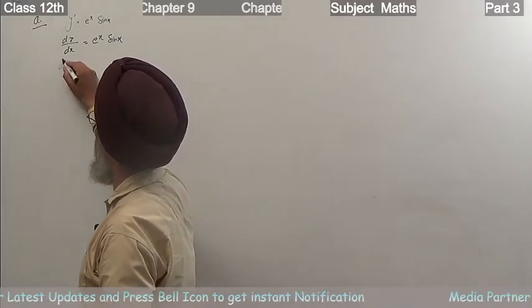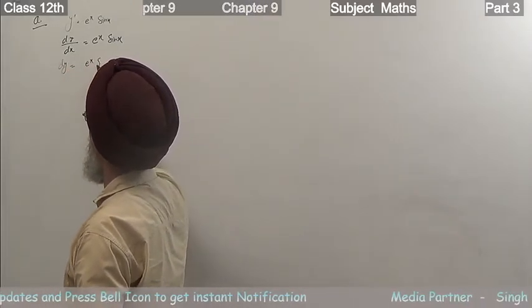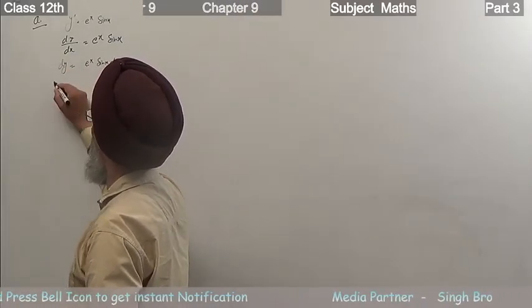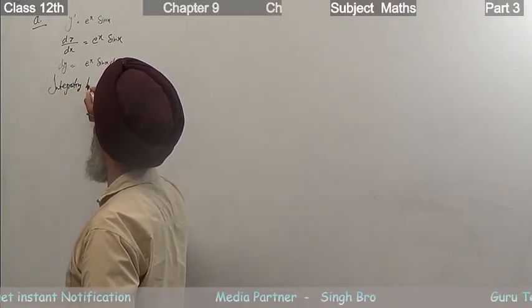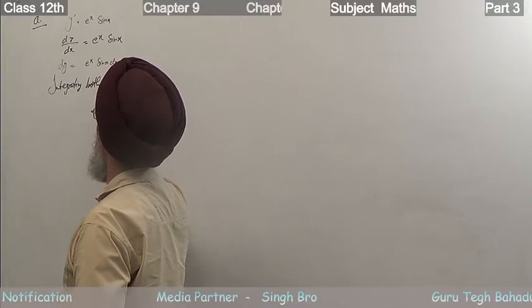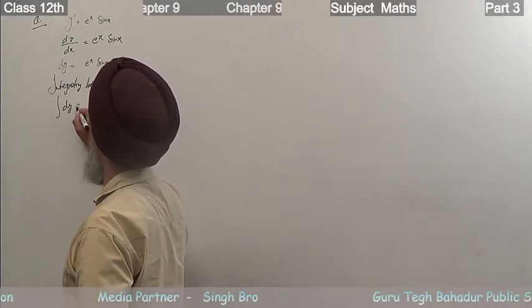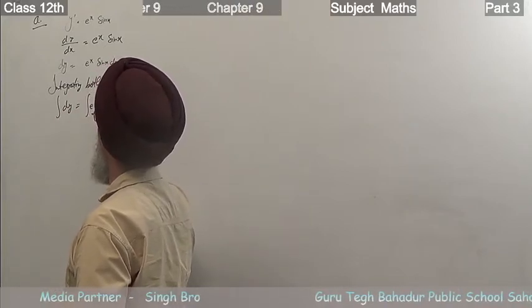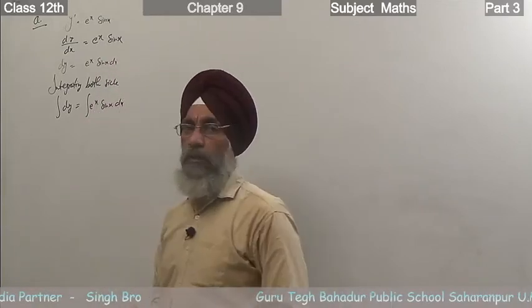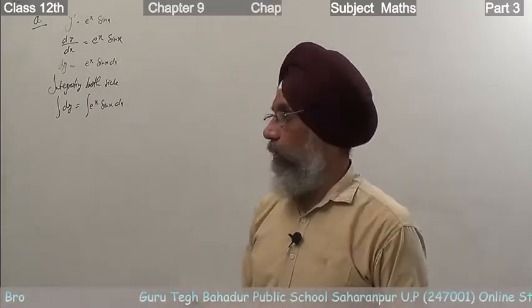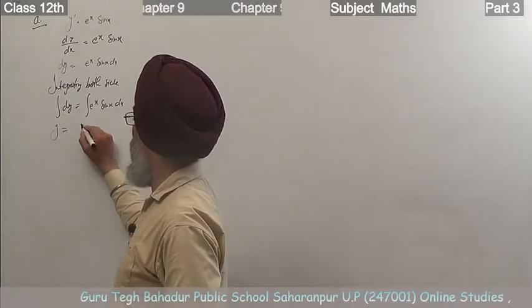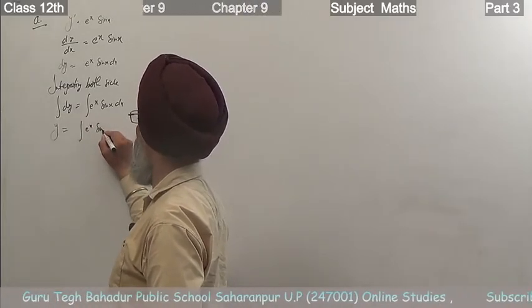So separating the variables, dy equals e to the power x sin x dx here. Now integrating both sides, integration of dy equals integration of e to the power x sin x dx. Now here is the combination of the exponential and the trigonometric function. We have to apply the by parts rule here. Let us take y is equal to integration of e to the power x sin x dx.